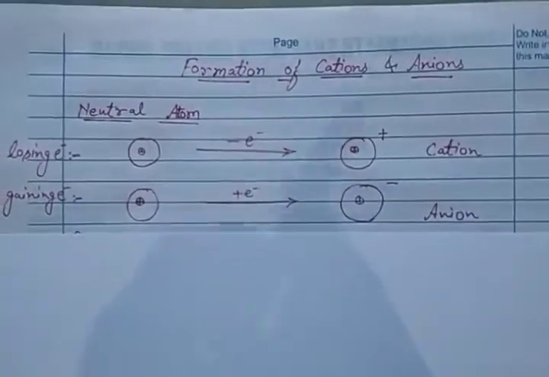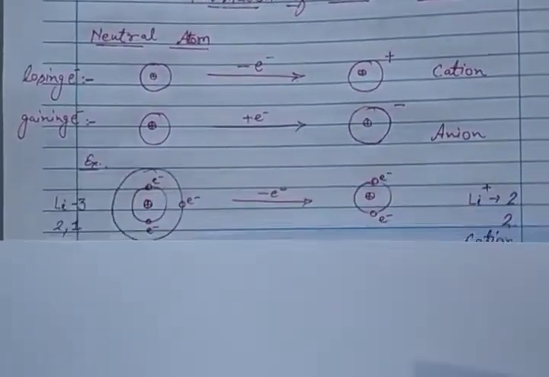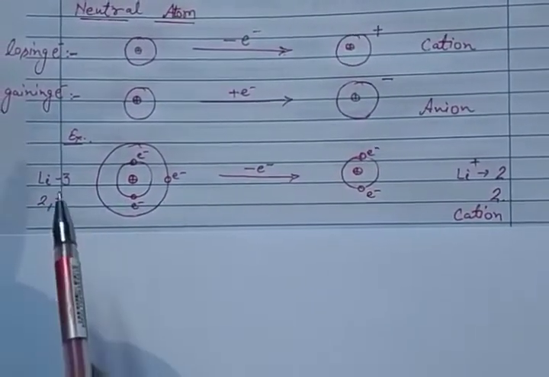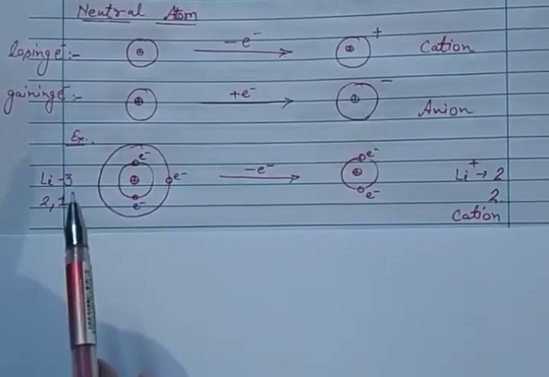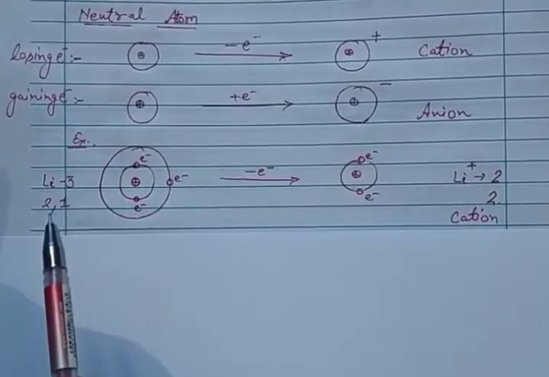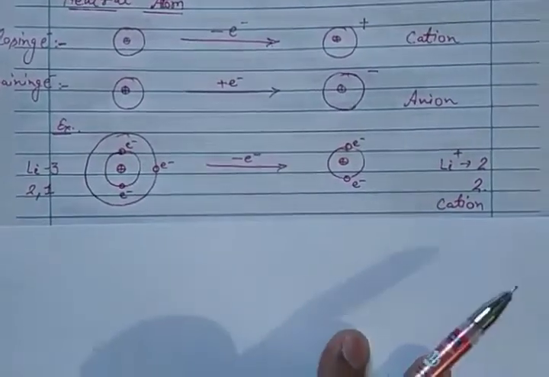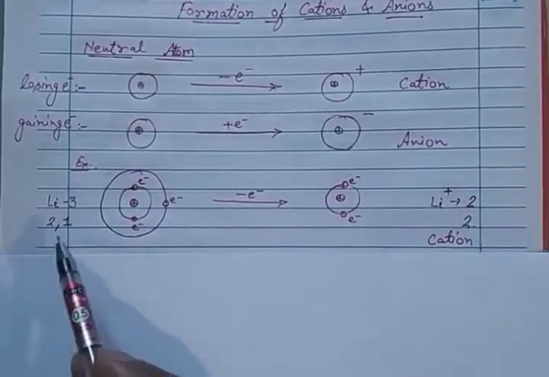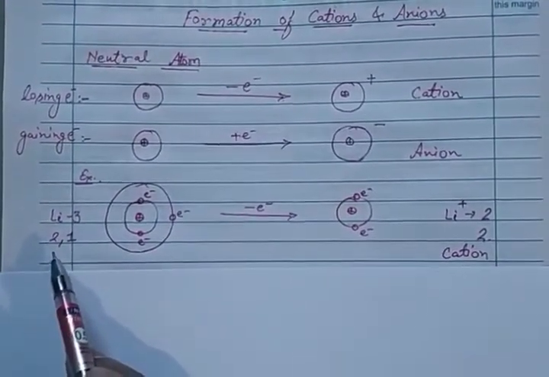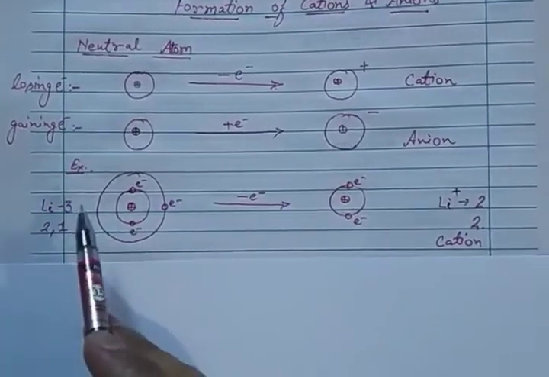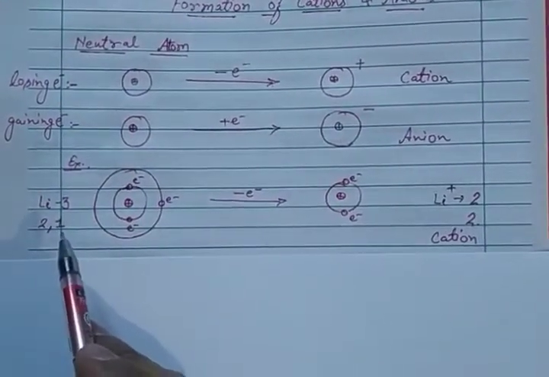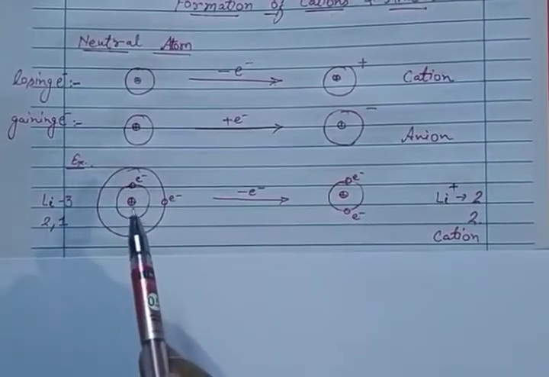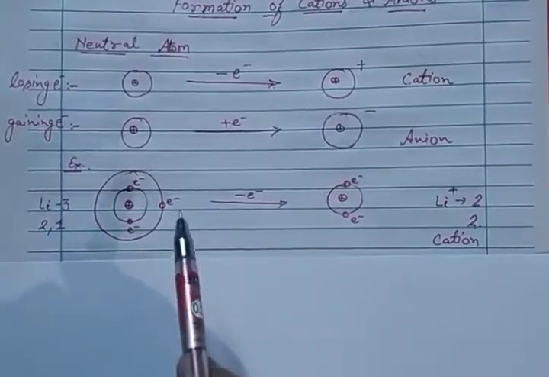Now we will understand this concept with some examples. First example: here you can see I have made a diagram of lithium. Lithium's atomic number is 3, so its electrons are arranged as 2 and 1. Keep this rule in mind: in the first orbit the maximum number of electrons is 2. Of the 3 electrons, 2 are in the first orbit and the remaining 1 is in the second orbit. So here you see 2 electrons in the first orbit around the nucleus, and 1 electron in the second orbit.